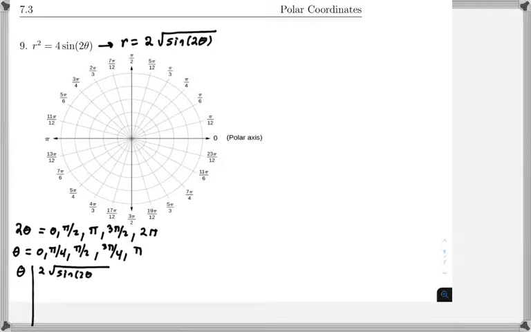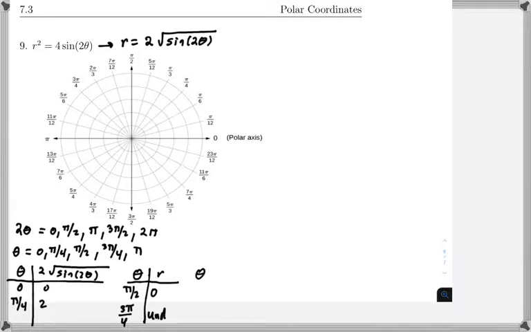So we're going to set up our table here. So 0, the sine of 0 is 0. Okay, we'll plug in pi over 4, that becomes the sine of pi over 2, which is 1. Square root of 1 is 1, times 2 is 2. Okay, plug in pi over 2 times 2 is pi, sine of pi is 0. 3 pi over 4 times 2 is 3 pi over 2. Sine of 3 pi over 2 is negative 1, and the square root of negative 1 is going to be undefined, so we're not going to include that. And lastly, we'll do pi. So sine of 2 pi is 0, so that gives us a 0.